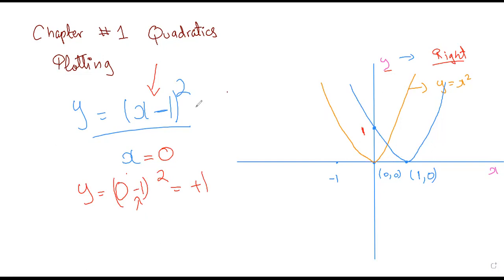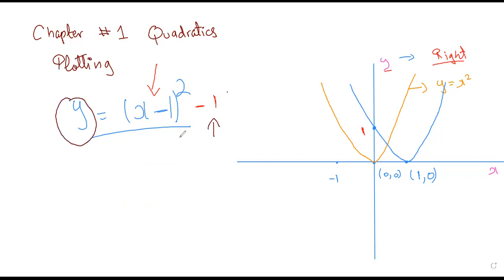Now, if I subtract 1, what is going to happen? I'll plot it with red. This time we are subtracting 1 in y. Our graph will move 1 unit down. So this is minus 1. Initially, our graph was at y equals 0. Now it will be at y equals minus 1. So this would be the curve.